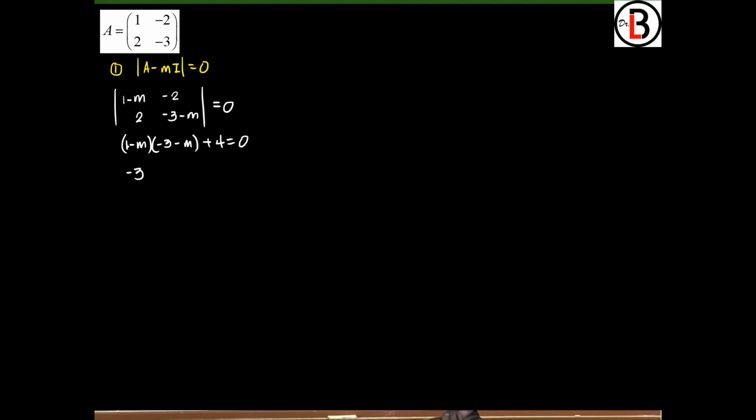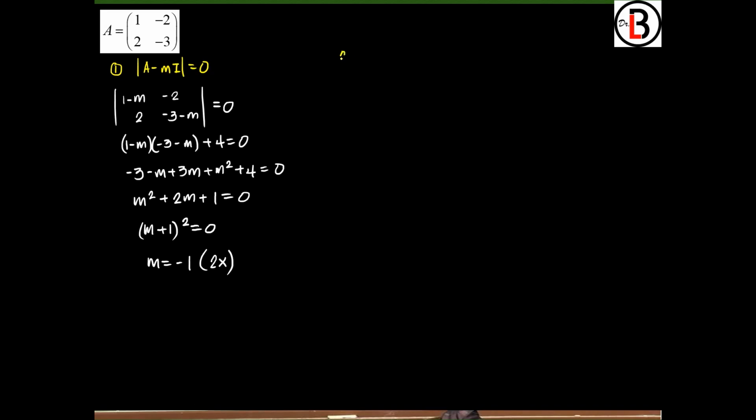So this is negative 3 minus m plus 3m plus m squared plus 4 is equal to 0. So let's fix this. M squared plus 2m plus 1 is equal to 0. So you'll get m plus 1 quantity squared is 0, or -1 appearing twice. So let's go to step number 2.